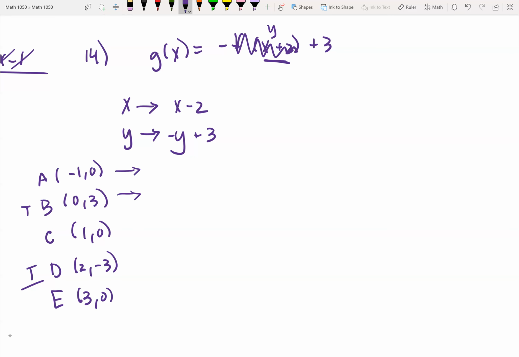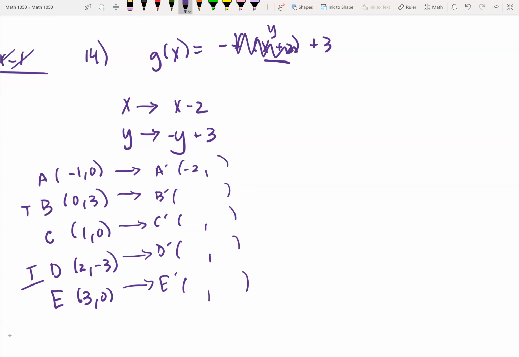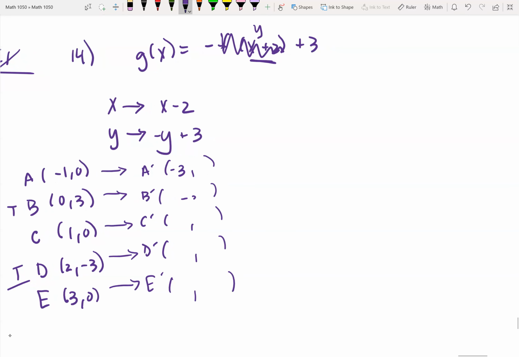Now I have to change these points. So I'm going to call them A prime, B prime, C prime, D prime, E prime. And then I'm just going to follow these formulas that I've written. No formula, no partial credit. Take the x's and subtract 2. Negative 1 minus 2, negative 3. 0 minus 2, negative 2. 1 minus 2, negative 1. 2 minus 2, 0. 3 minus 2, 1.